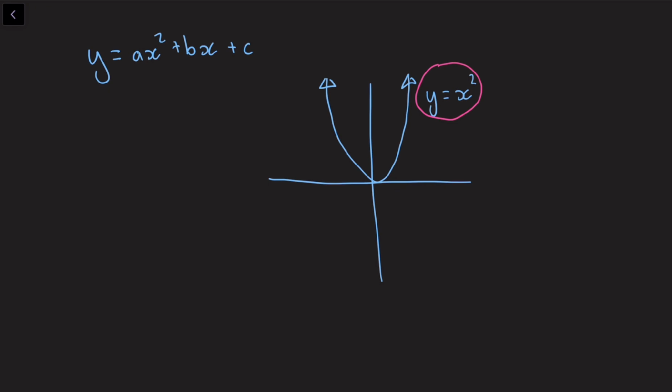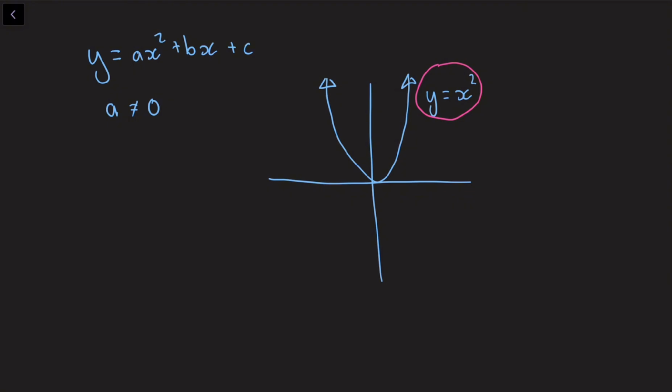The a cannot ever, in a quadratic, equal 0. Because think about it: when a equals 0, this quadratic function becomes a linear function. Why? Well, anything multiplied by 0 is just going to end up being 0, so we can cancel this term out, leaving us with bx plus c, which is linear because it's x to the power of 1 and not to the power of 2.